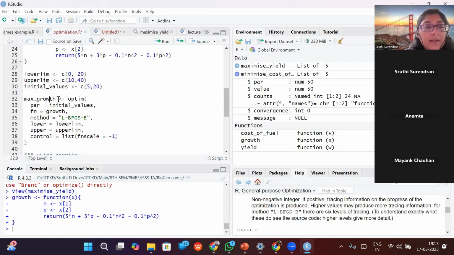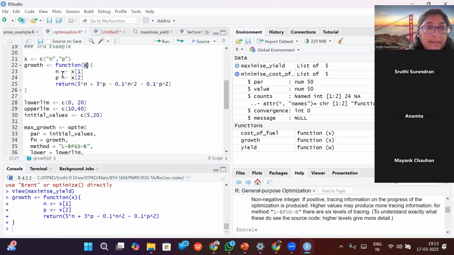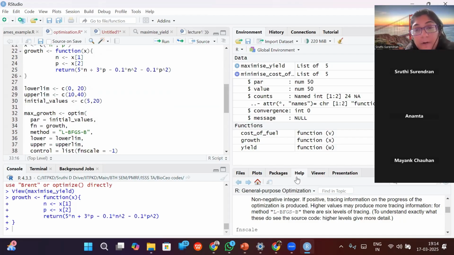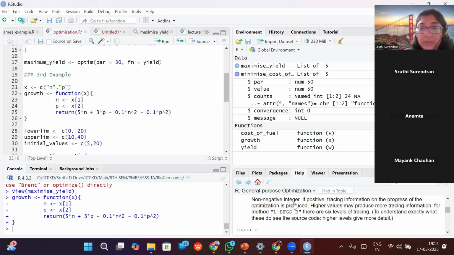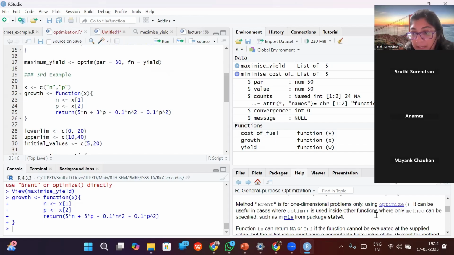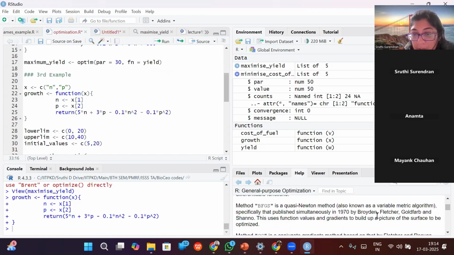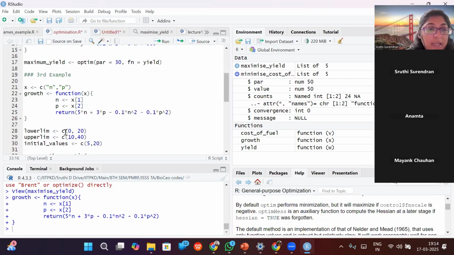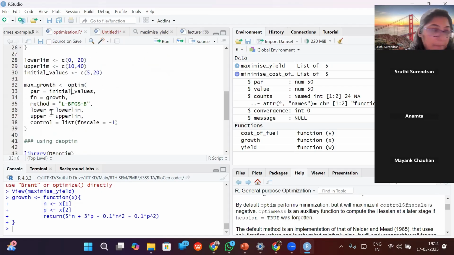Now, earlier we were only using one variable x, not two variables. So the default method used in Optim, which is the Nelder-Mead and Brent method, is not capable of taking two variables. In order to consider multiple variables, we have to take into consideration another method called L-BFGS-B.